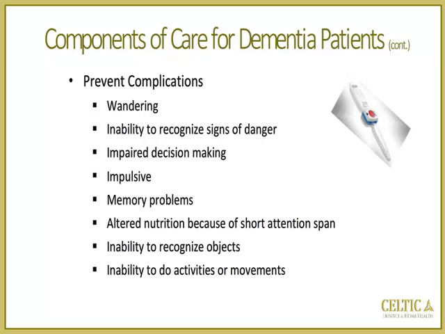Other complications can include inability to recognize signs of danger. They also have impaired decision making, so we want to prevent complications of that. Their impulsivity, memory problems, altered nutrition because of short attention span and not remembering that they are there to eat, inability to recognize objects that may cause them harm, and inability to do activities or movement may then lead to bed sores or other issues.